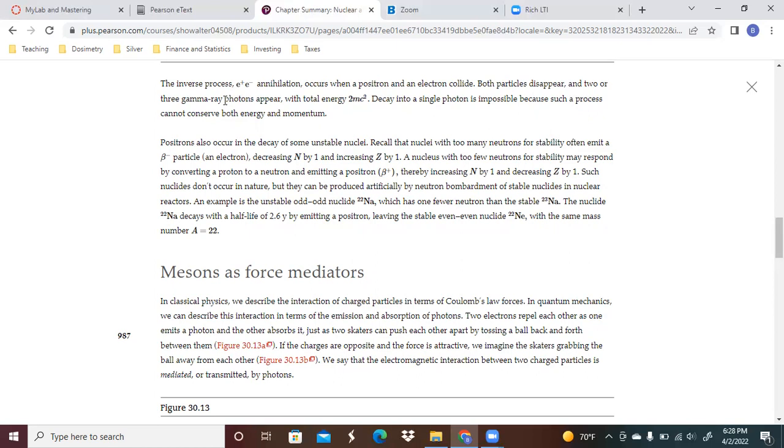both particles disappear and 2 or 3 gamma ray photons appear with a total energy of 2mc squared. Decay into a single photon is impossible because it won't conserve energy or momentum.